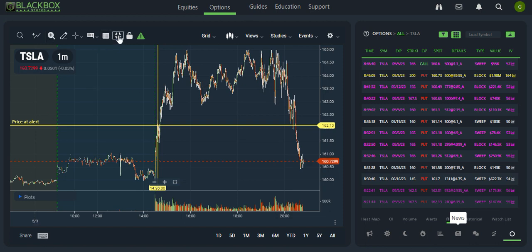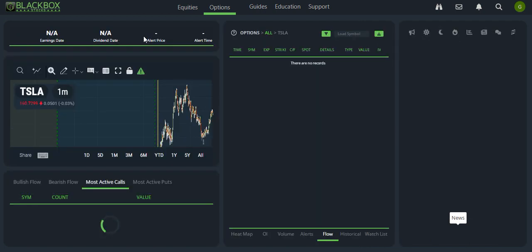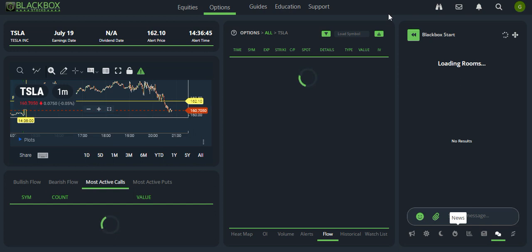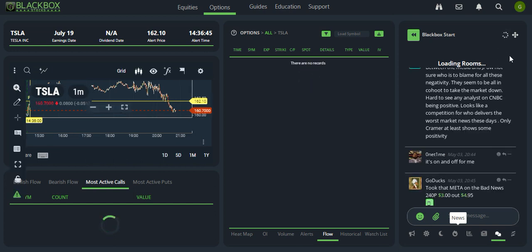So that's one. This is the other way that I use to find trades, and the beautiful thing about this tool, sorry, it's just taking a while to load, just 1 second, is they've got trading rooms.